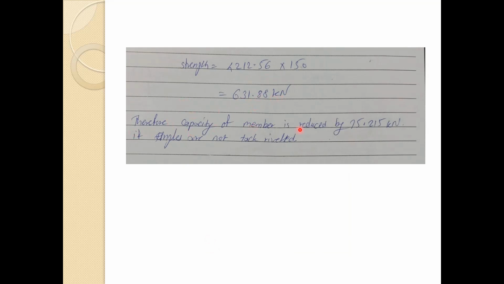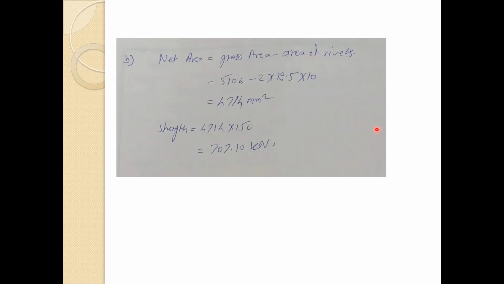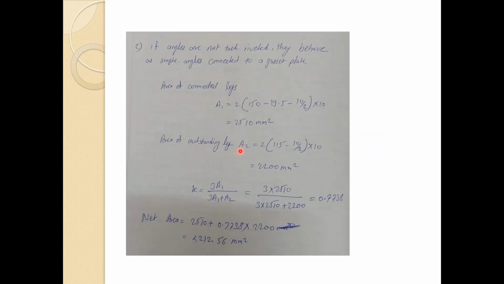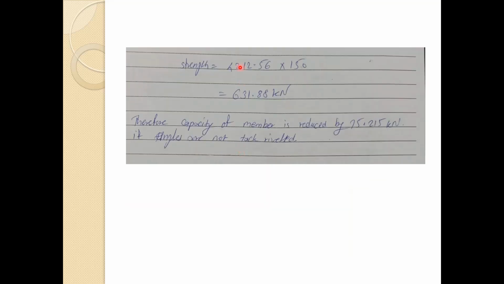So the capacity of the member is reduced by 75.215 kilonewton if the angles are not tack riveted. Earlier it was 707 when they were tack riveted, but when no tack riveting has been done, it is 631.